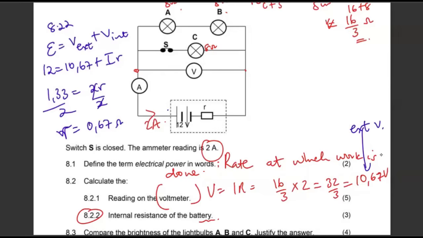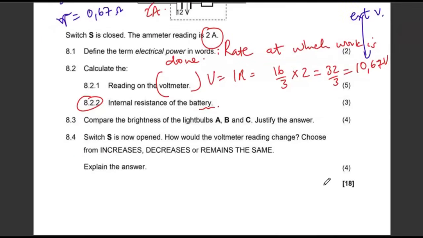If that is too hard for you, then you can even use the original formula for EMF, I into capital R plus r. We have the current, we have the EMF, we have the effective resistance, and then we're looking for the internal resistance. I believe you can still get the same thing. Then 8.3. Can we compare the brightness of the bulbs A, B, and C? And let's justify our answers.